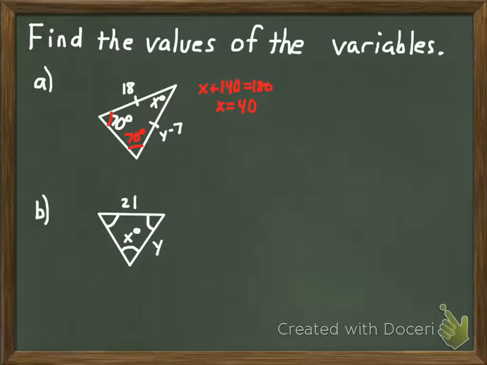And then how about the value of y? One of the things that you need to do is realize whether a variable represents a side length or an angle measure. X represented an angle measure, correct? So it made sense to add up these angles to 180. Y is part of a side measure. All right, the side measures don't have to add up to anything in particular, but these two segments are congruent to one another, right? So you can say y minus 7 equals 18, and y equals 25.